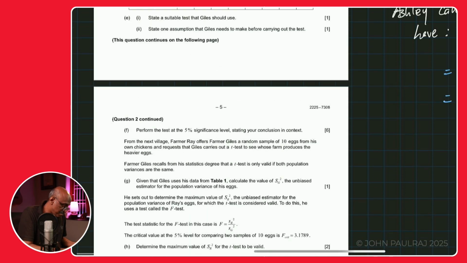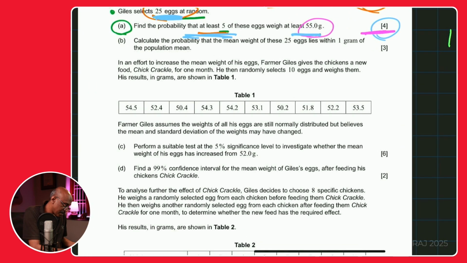Okay, now 2 part B. Look at that. It says calculate the probability that the mean weight of these 25 eggs, the 25 eggs that were chosen, right, lies within 1 gram of the population mean. It's very interesting. In part A, we had to do a combination of normal and binomial, from normal into binomial and back to normal, because you're talking about the mean weight this time. The mean weight is the continuous variable, a measurable quantity.